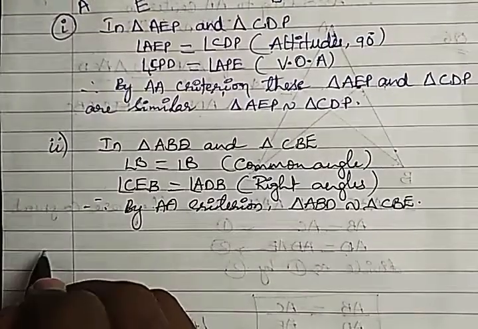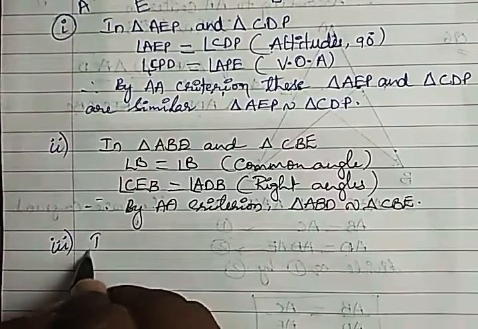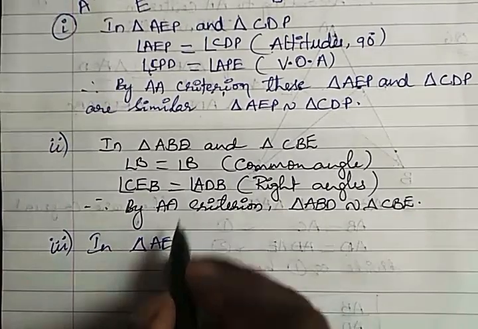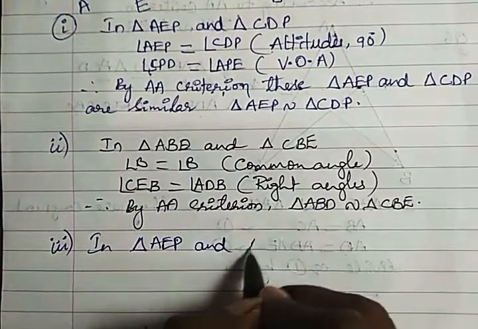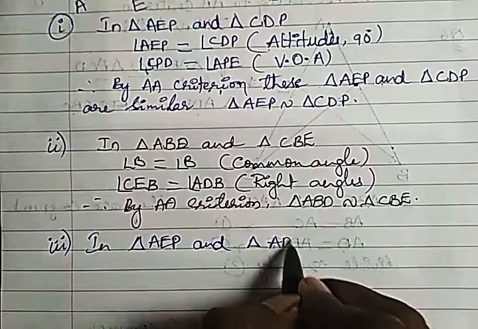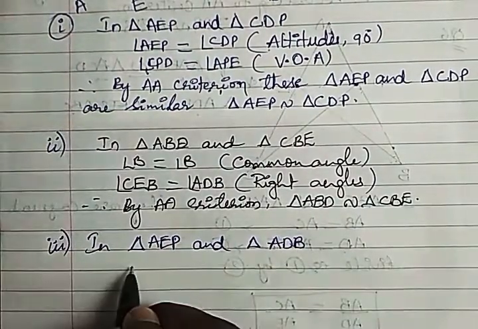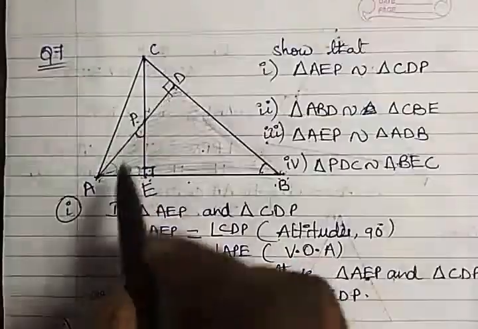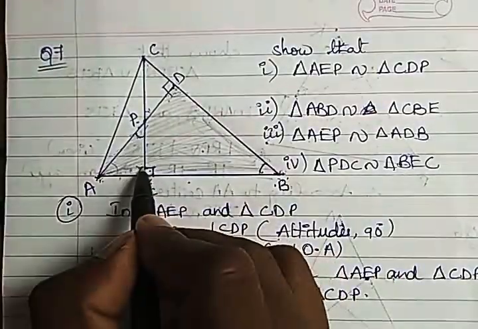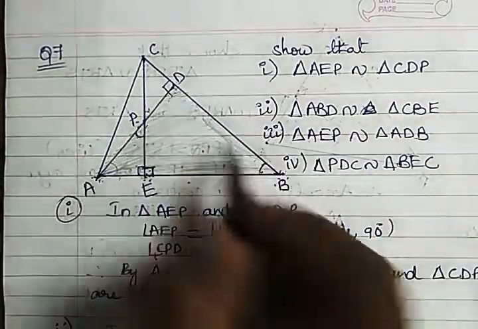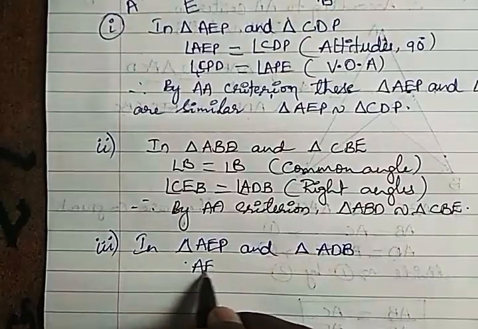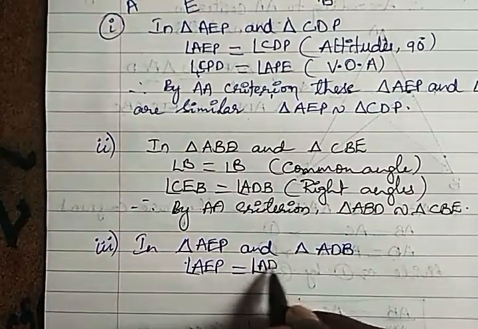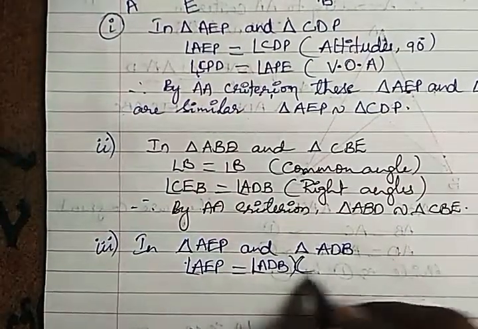In third part, in triangle AEP and triangle ADB, angle E, instead of writing just angle E, we will write it as AEP, this angle, and ADB. Angle AEP is equal to angle ADB. What are they? They are right angles.